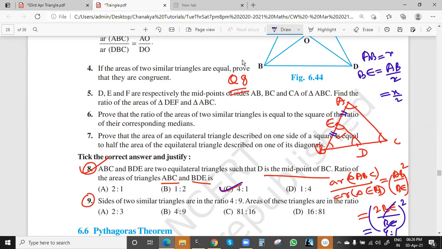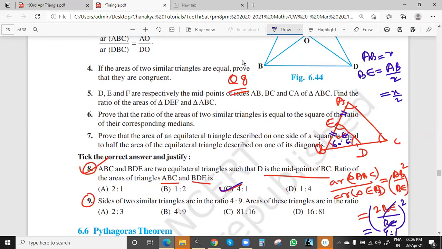Because these two triangles will be similar, because BD will be equal to BE and the angle will be 60. So these are angles of 60 because the triangles are equilateral. All the angles will be 60 degrees. So we can easily prove these two are similar, and then we can take the ratios. So triangle ABC by triangle EBD will be equal to AB by EB, whole square.